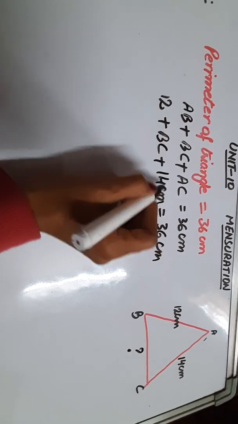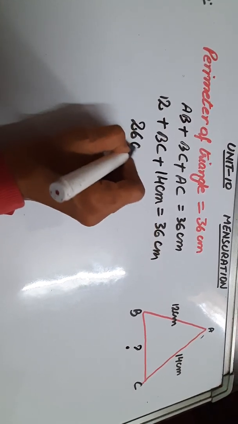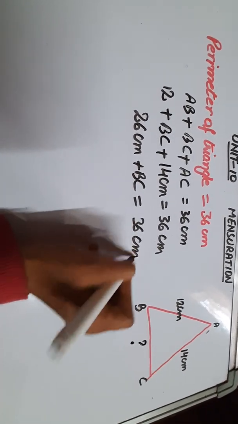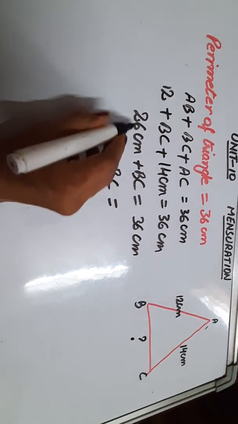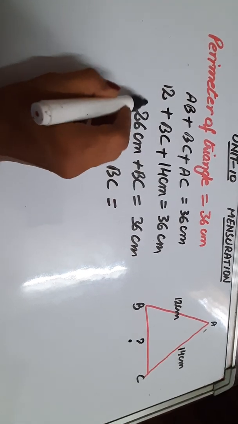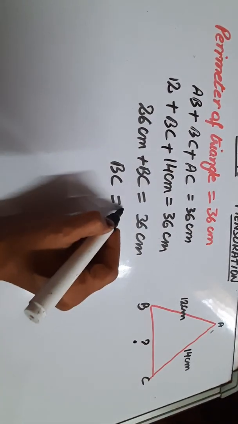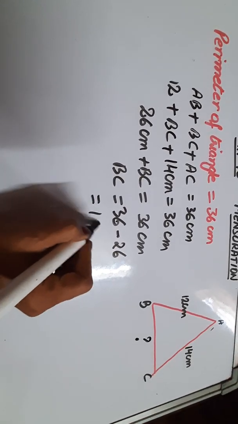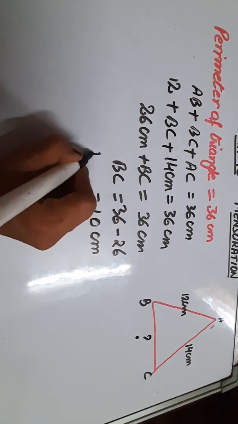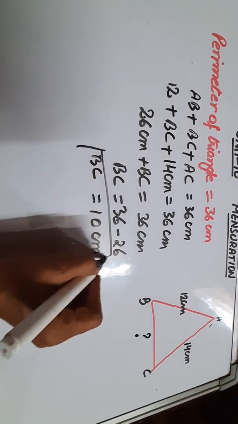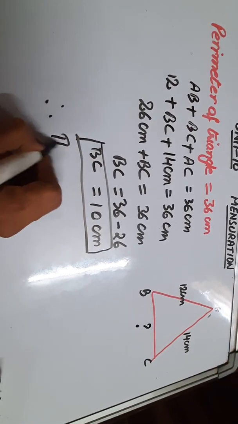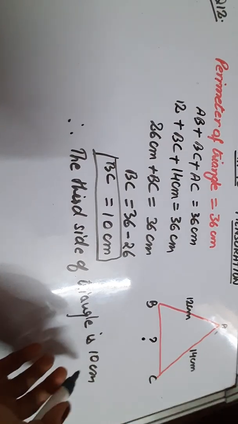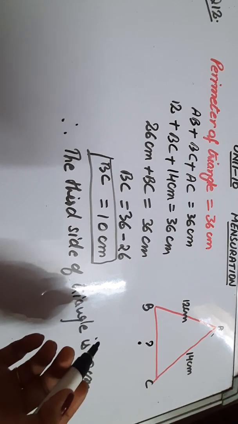So 14 plus 12 will become 26 centimeter, plus BC is equal to this. Now as 26 is getting added and its own sign is positive, when it goes to the other side it will get subtracted. So you will get 10 centimeter as the third side of the triangle. Therefore the third side of the triangle is 10 centimeter. So I hope the question is clear to you.